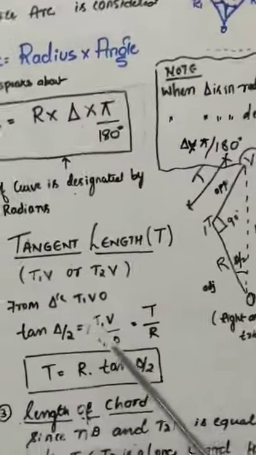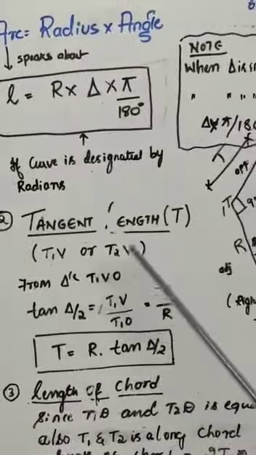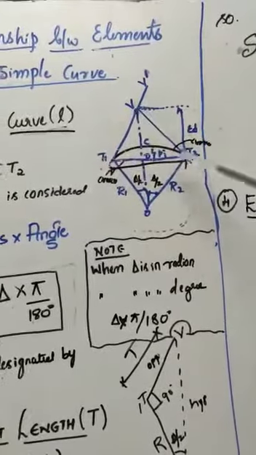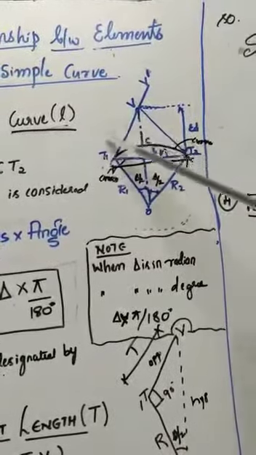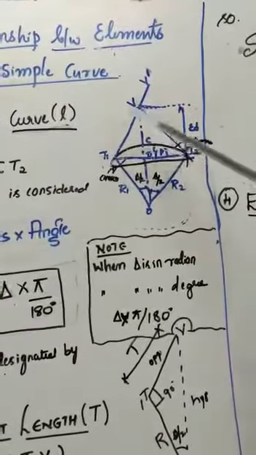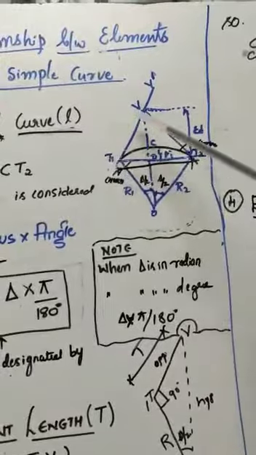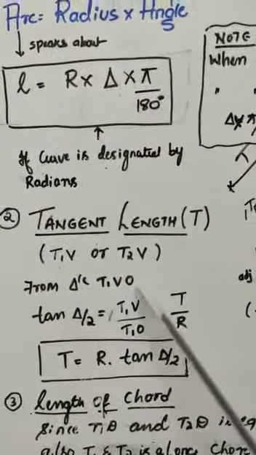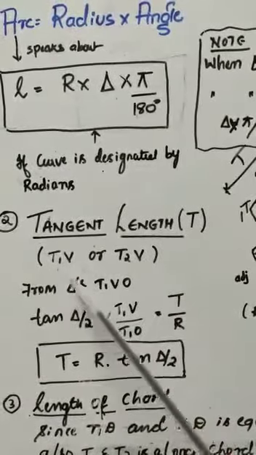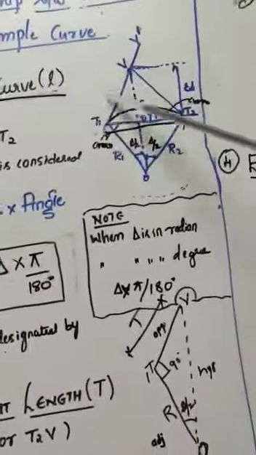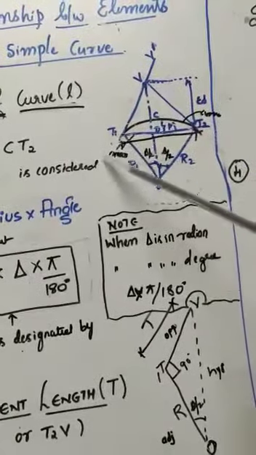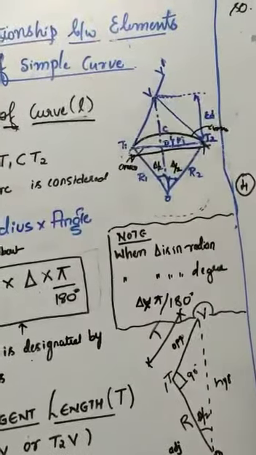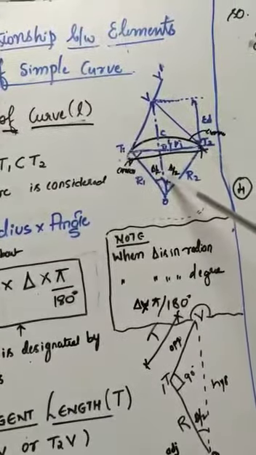So coming to the next one, that is tangent length. Tangent length is nothing but, you can observe here this portion, that is T1V and T2V, both are known as tangents. Since both the tangents are equal, either you can take one of them, that is T1V or T2V. So in that triangle, since you want to find out the length of the tangent, that is T1 and V, and this radius is known. So if the radius is known and this portion you need to find out, you can observe here. Here the delta by 2 is given.